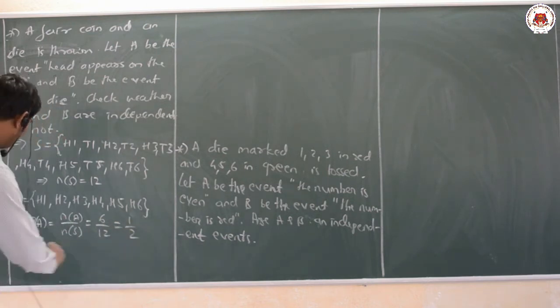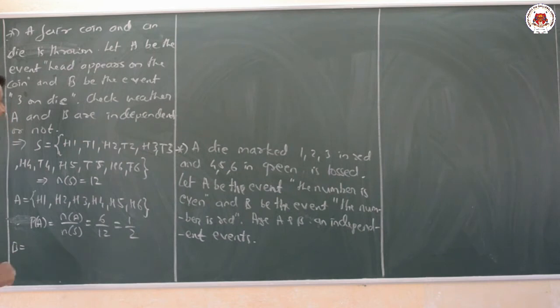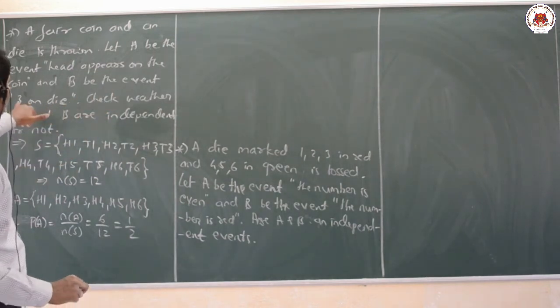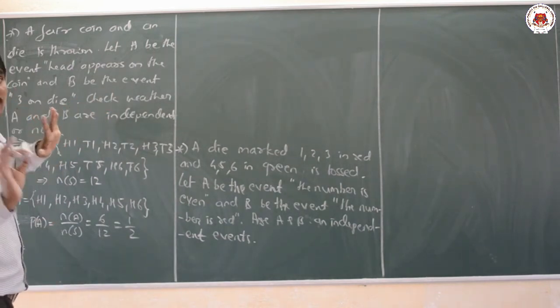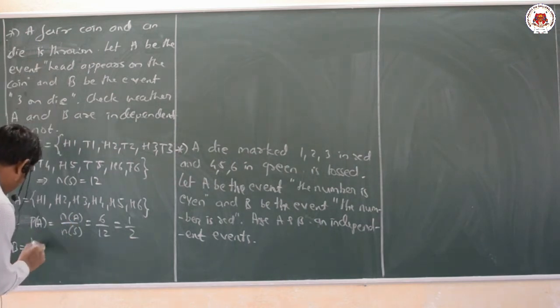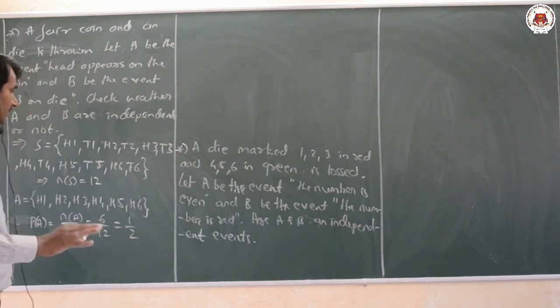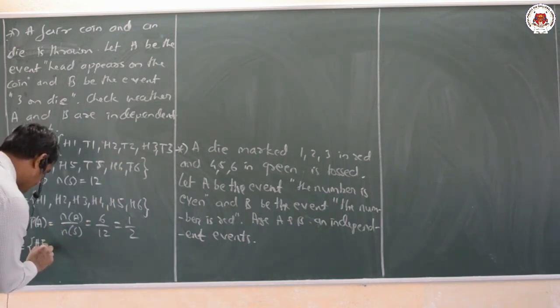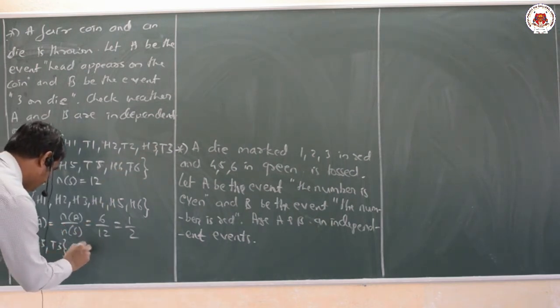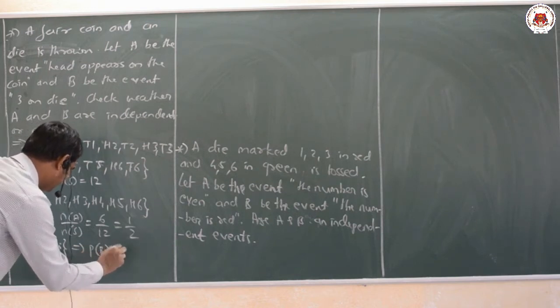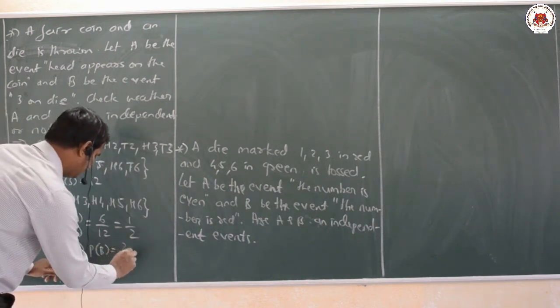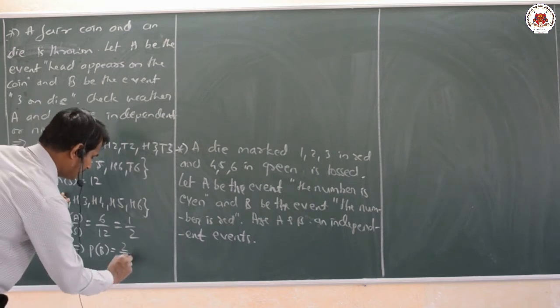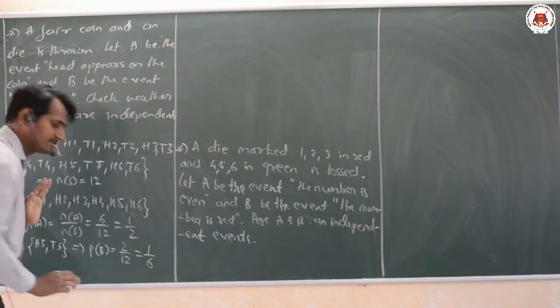Simple. Then, what is the event B here, dear students? B is the event of 3 on the die. Only 3 is related. Whether it may be head or tail, that does not matter at all. 3 means what we have? H3 and T3. That means here the probability of B, n of B is 2 divided by n of S, that is 12. The value will be 1 by 6 here.